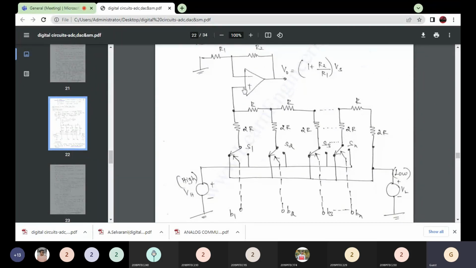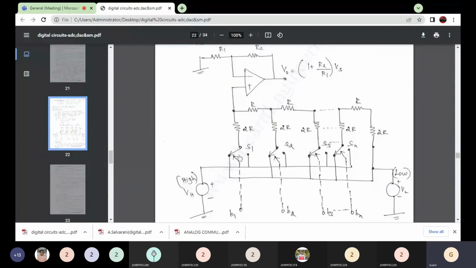The Vs is given to the non-inverting terminal. What is the output voltage? Since Vs is given to the non-inverting terminal, it is a non-inverting amplifier. You know that the gain of the non-inverting amplifier is 1 plus RF by R. Here RF is R2, and the input resistance is R1. So it is 1 plus R2 divided by R1 times the non-inverting terminal voltage, that is Vs. So this is the voltage mode.